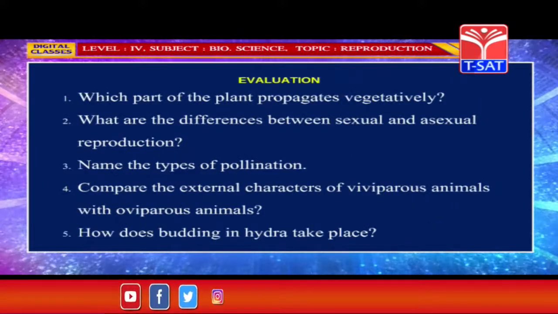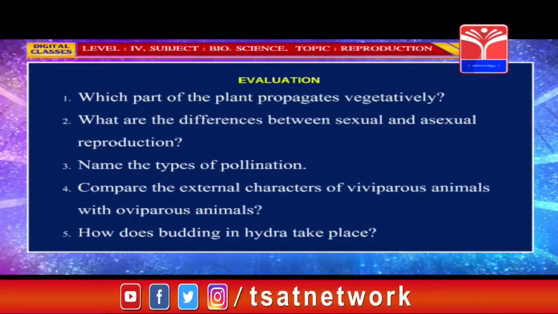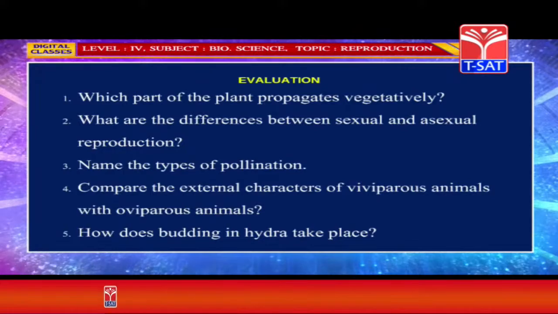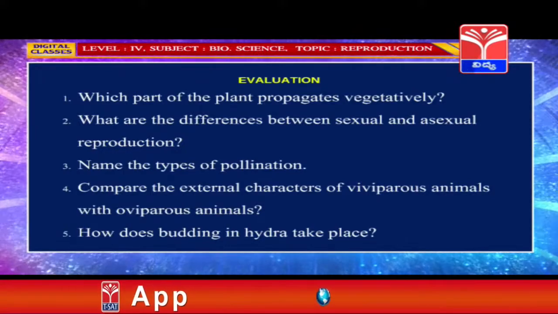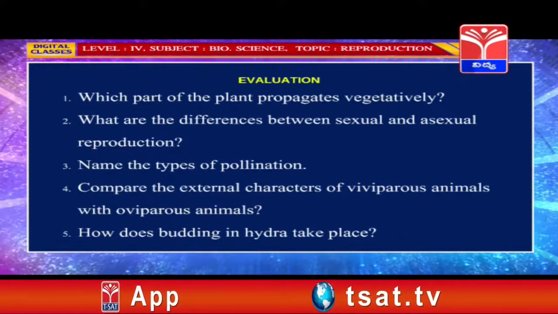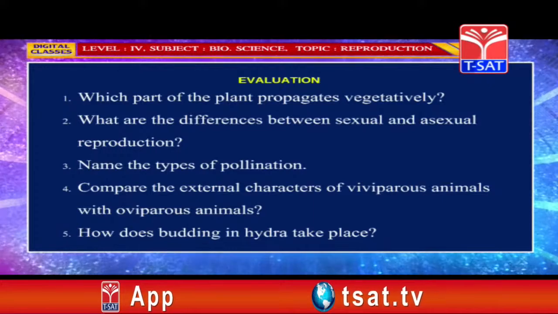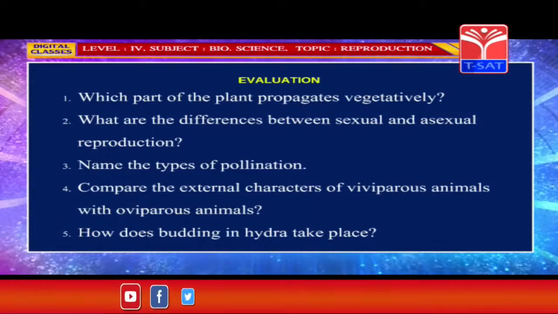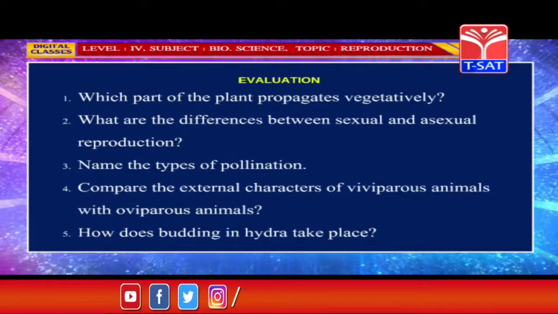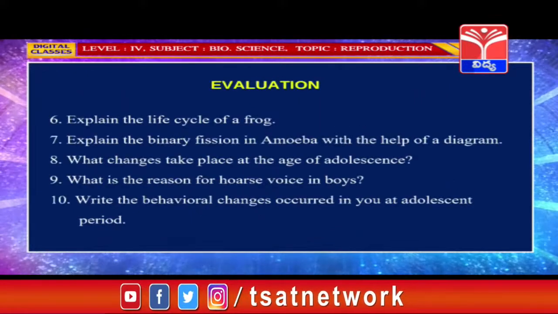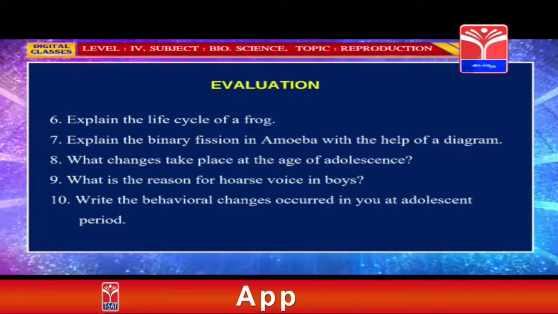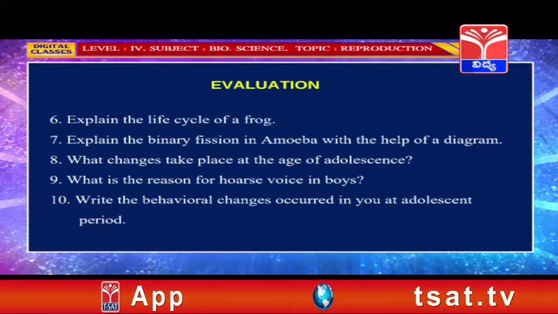Evaluation. Which part of the plant propagates vegetatively? What are the differences between sexual and asexual reproduction? Name the types of pollination. Compare the external characters of viviparous animals with oviparous animals. How does budding in hydra take place? Explain the life cycle of a frog. Explain the binary fission in amoeba with the help of a diagram.